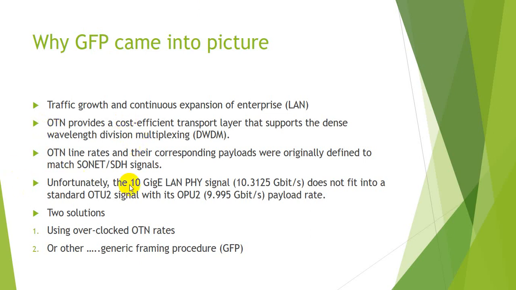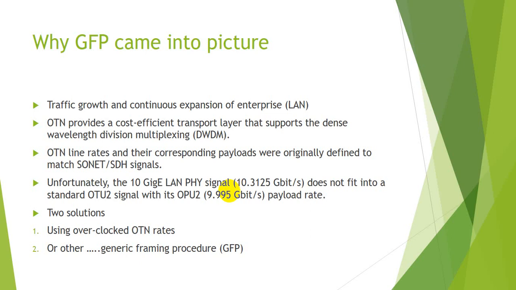So the 10G LAN PHY signal was 10.3 Gbps, while the 10G OPU signal was 9.995. OPU is the portion of the OTU, the OTN signal data rate, where you can put the data of the client. So this is less than the data required to be transported for 10G LAN PHY. And there were other technologies which faced similar issues of not matching data rates.